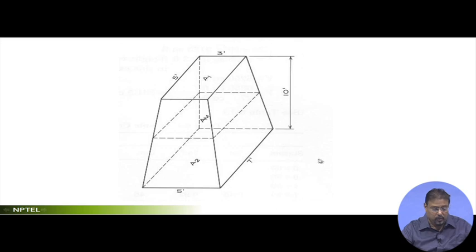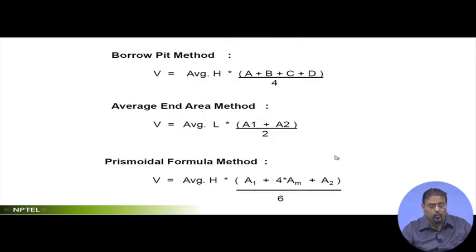So, in this particular situation you follow this formula. Just see here, borrow pit, in this you are taking average height and you are adding, suppose there are 4 corners. So, you take the height of A to bottom, B to bottom, C to bottom, and D to bottom, and then you average it by 4, and then you multiply with the H, you get the volume. Look at the average end area. You have the area 1, you have the area 2, take the average of this and multiply with the length. So, you got the average end area.